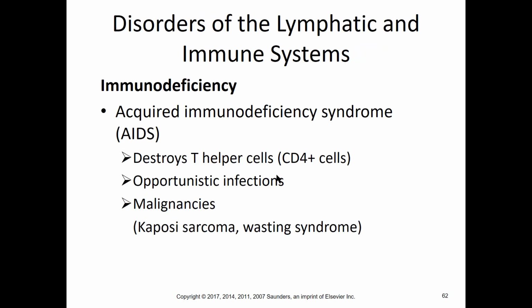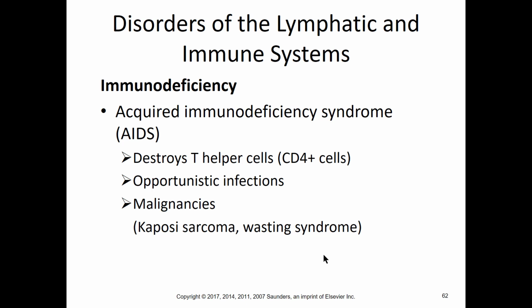Okay, moving on to disorders of the lymphatic and immune systems. When we talk about immunodeficiency, what are we talking about? Of course, AIDS is one of the most devastating diseases of the 20th century. AIDS, acquired immunodeficiency syndrome. What does it do?